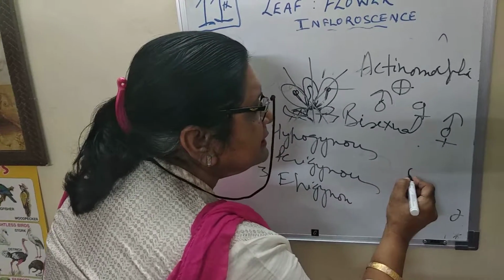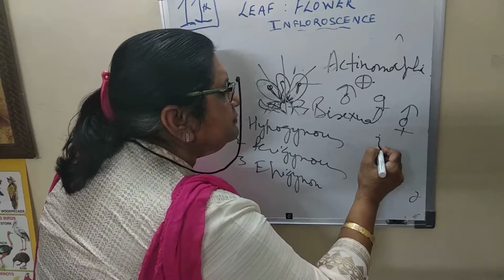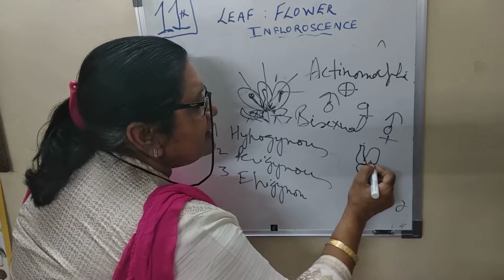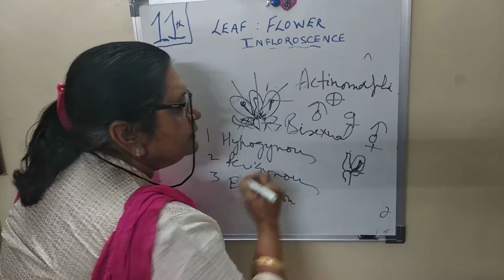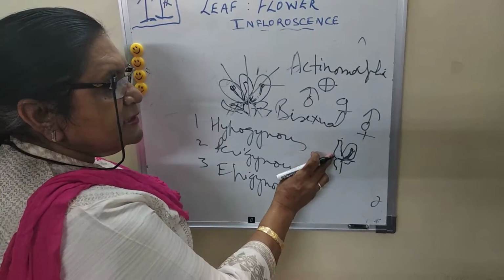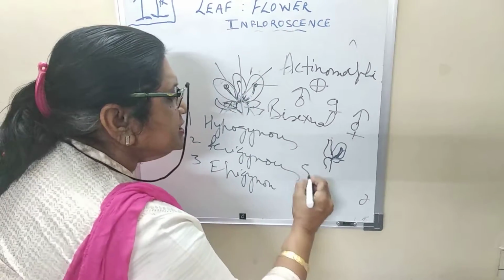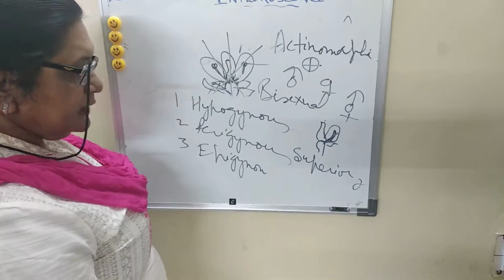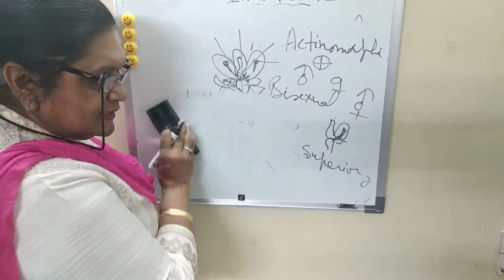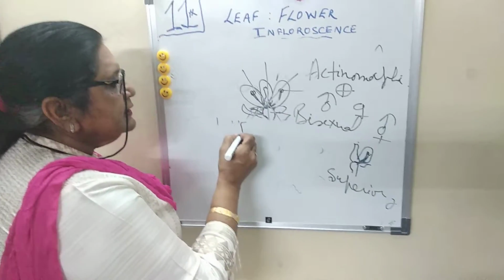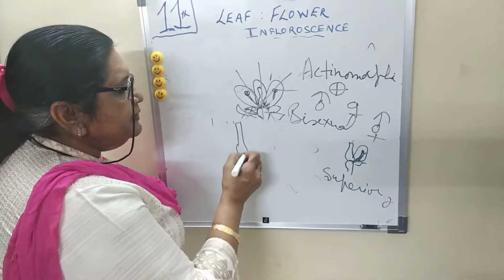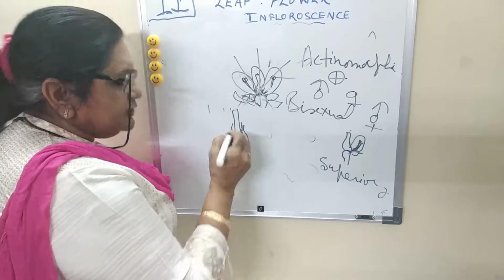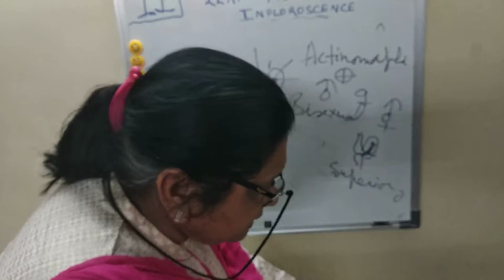Hypo means superior ovary, that means all the floral parts arise below, as in mustard. The ovary remains above, so the condition is called superior ovary, hypogynous. Now in the perigynous condition, it is half above, half below. That is the condition. So the ovary is said to be inferior.